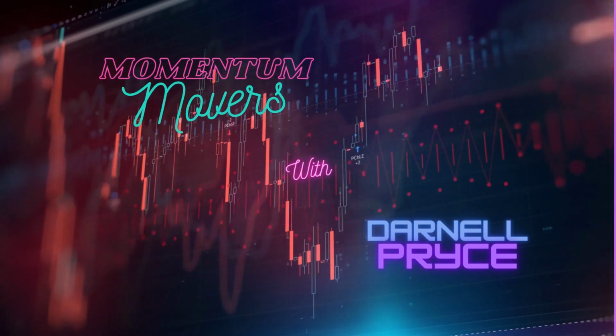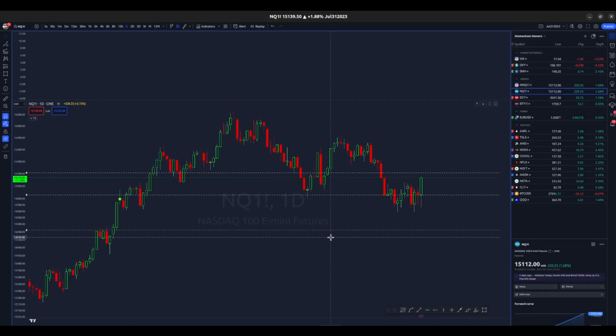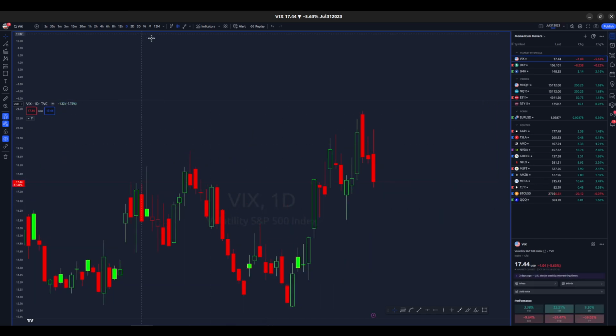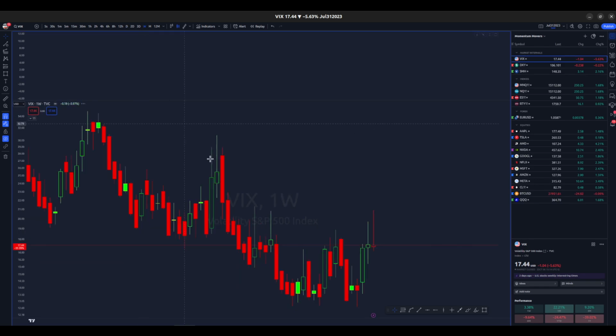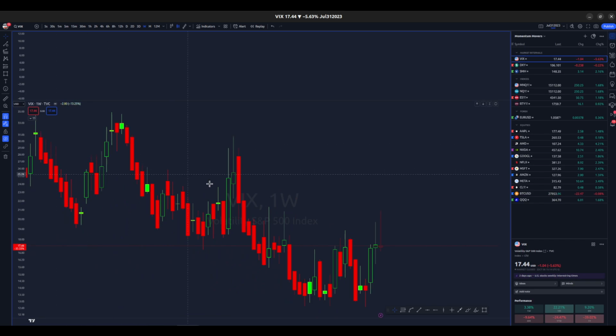Getting right into it, I think we should maybe not start with the NQ. That's my bread and butter for trading. Let's take a look at the VIX, and we'll look at it on the weekly and see if we can gain some clarity on what underlying market internals suggest for price action. We'll cover what happened last week.